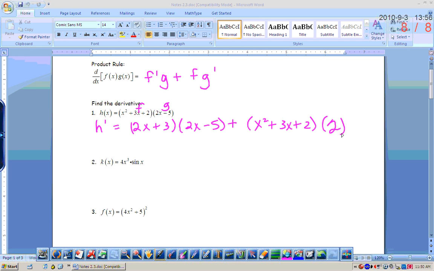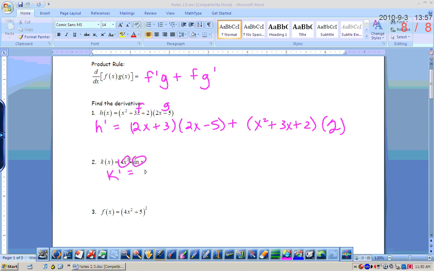So obviously the back of the book is going to simplify. What the back of the book is going to do is FOIL all that out, combine like terms, and then give the answer. So use the solutions manual when you're checking your answers. Sometimes the hardest part of using the product rule is just identifying what your two factors are. So on number 2, your first factor is 4x to the third, and your second factor is sine x.